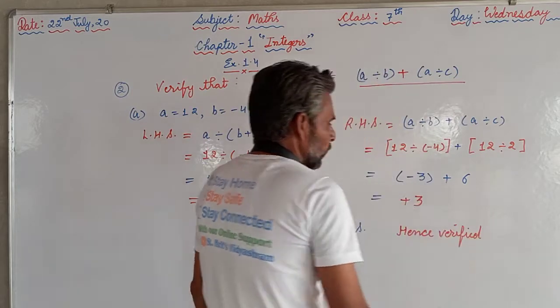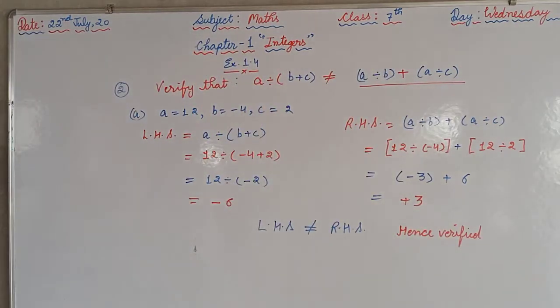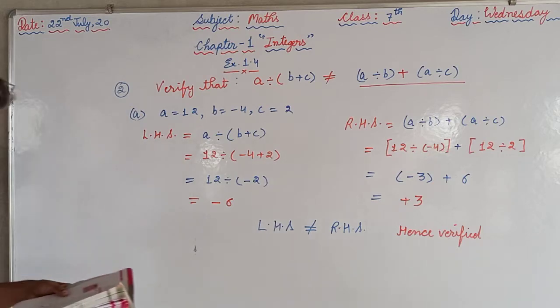So like this you are supposed to proceed with the B part of this question. In the B part, the values of A, B and C are different. The value of A is minus 10, B is 1 as well as C is 1. So like this you are supposed to do the same as we have done in this part. You are supposed to proceed the same for the second part as well.